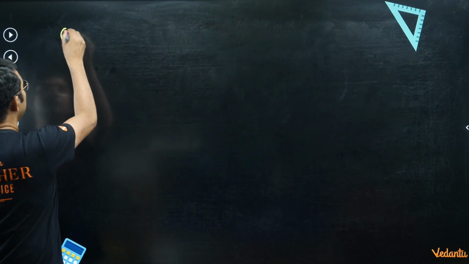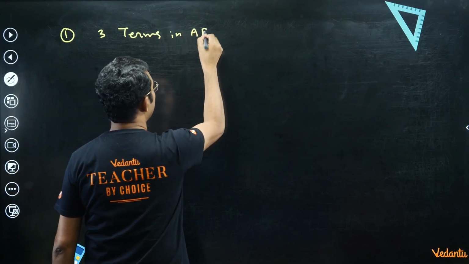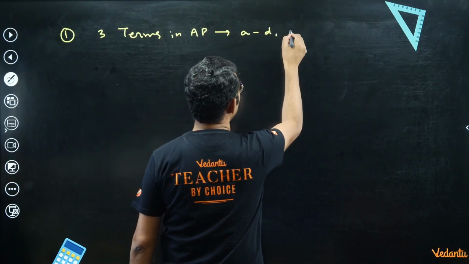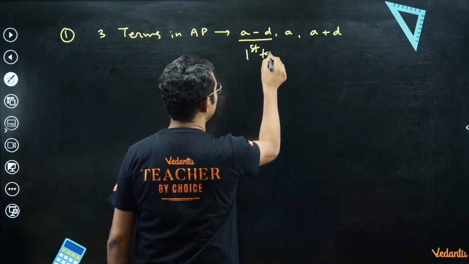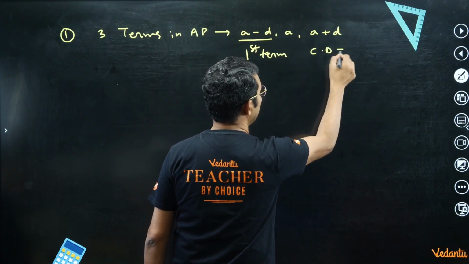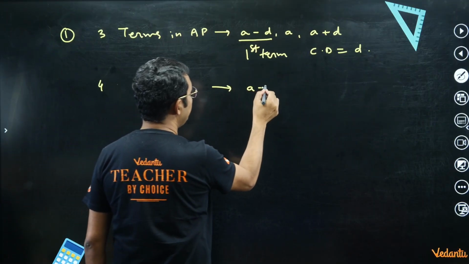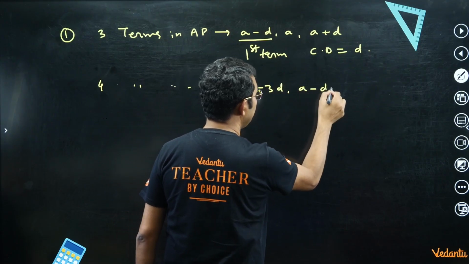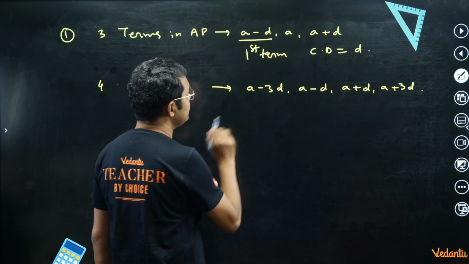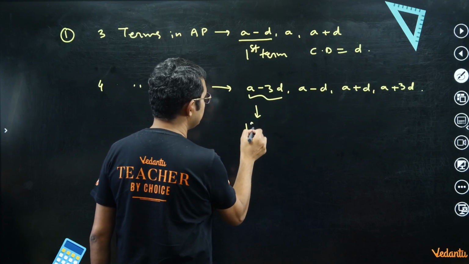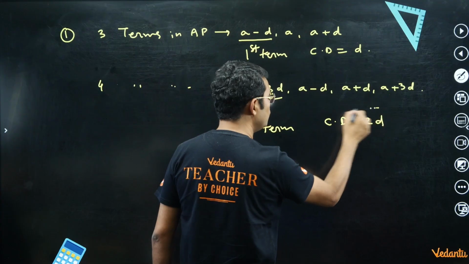if we have to take three terms in AP, then it should be taken as A minus D, A and A plus D. In this, A minus D will be the first term and common difference will be equal to D. But if you take four terms in AP, then it will be A minus 3D, A minus D, A plus D and A plus 3D. So you can notice the first term is A minus 3D, but common difference is not D, it is rather 2D.